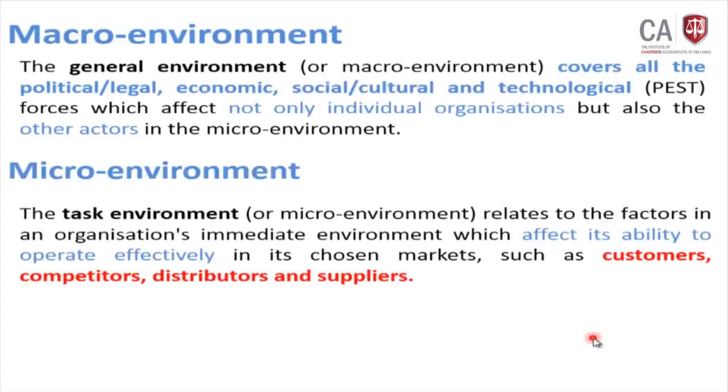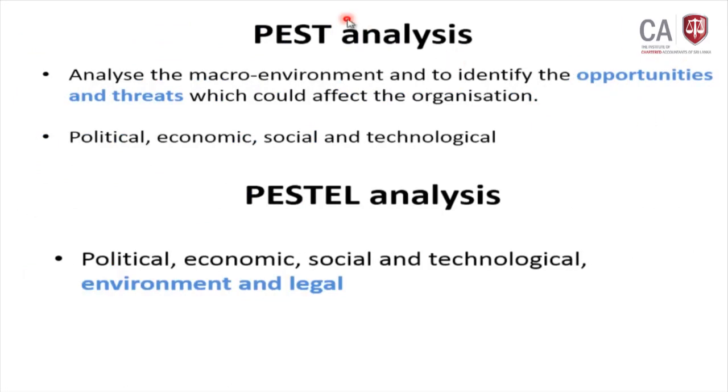Pest analysis. So we call it pest here. The PEST has two types, PEST and PESTLE. PEST is the initial one, then two other categories were involved. So let's talk about what PEST is. It analyzes the macro environment, and identifies the opportunities and threats which could affect the organization.